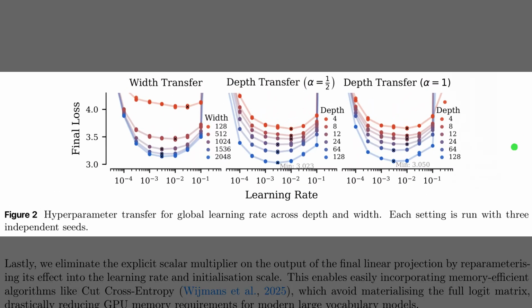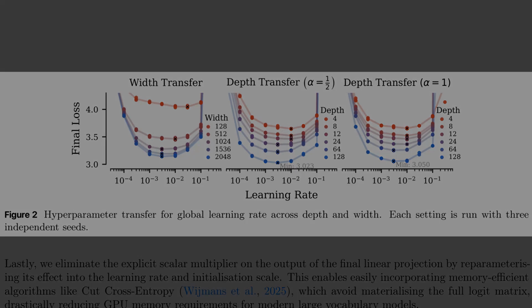So, Figure 2 verifies that this transfer works reliably across both model width and depth. The charts plot final loss against learning rate with red lines for small models and blue for large ones. In the left panel, the optimal learning rates align vertically, showing stability as width scales from 128 to over 2000. The middle and right panels demonstrate the same alignment for depth, regardless of whether the residual scaling parameter alpha is 1/2 or 1. This visual proof confirms that the hyperparameter sweet spot found on a small proxy model applies directly to the large target model.